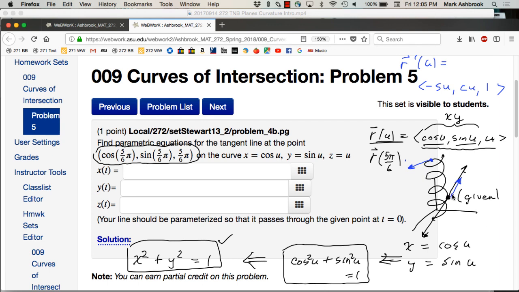How will we get the direction vector of that line? We're going to plug into the derivative, the vector derivative function, and it's going to give us that vector as long as we use it correctly. What do we have to do? Plug in 5 pi over 6, right? So this is for the input 5 pi over 6. So that blue vector I just wrote is r prime of 5 pi over 6.